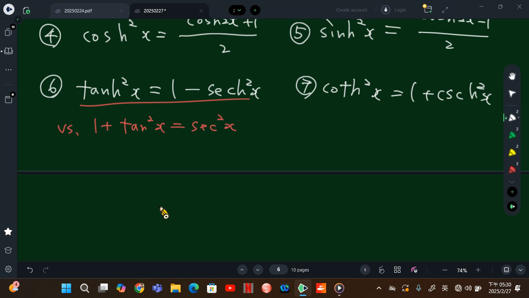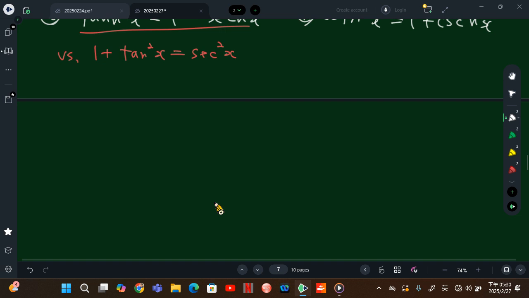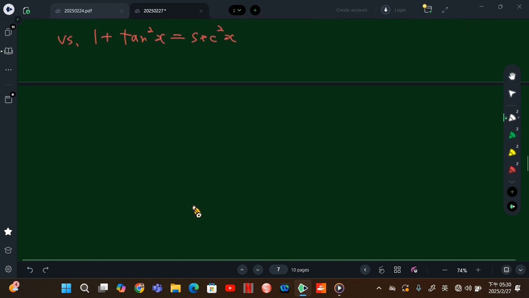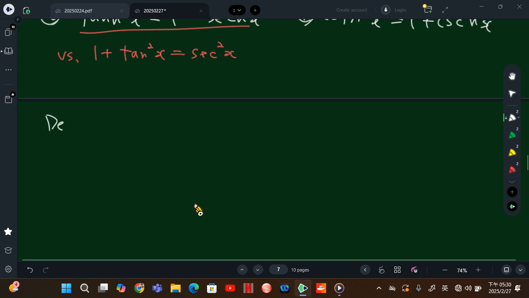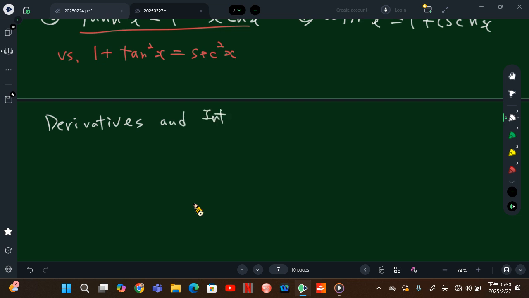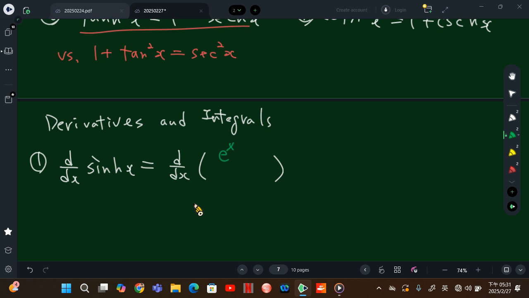But before we think about its derivative, I believe I need to show you the inverse. Oh, no. We still go back to its derivative and integral. So when we differentiate hyperbolic sine x, so it will be differentiate e to the power of x minus e to the power of negative x over 2, right?